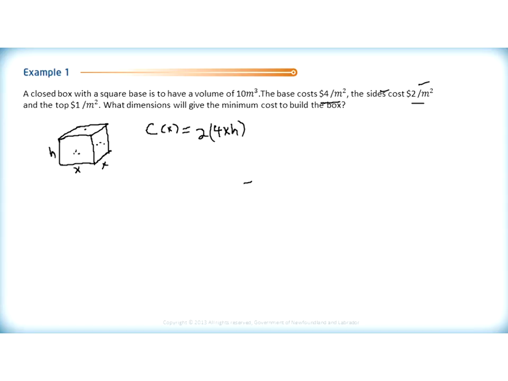Then I have to add the base, which costs $4 per meter squared to make. So I've got 4 times the area of the base, which is x squared, plus the top is only $1 per meter squared to make. So I've got $1 times x squared for that one. I'm going to simplify a little bit if I can. My cost function is going to be 8xh plus 5x squared when I put it all together. So there we go.